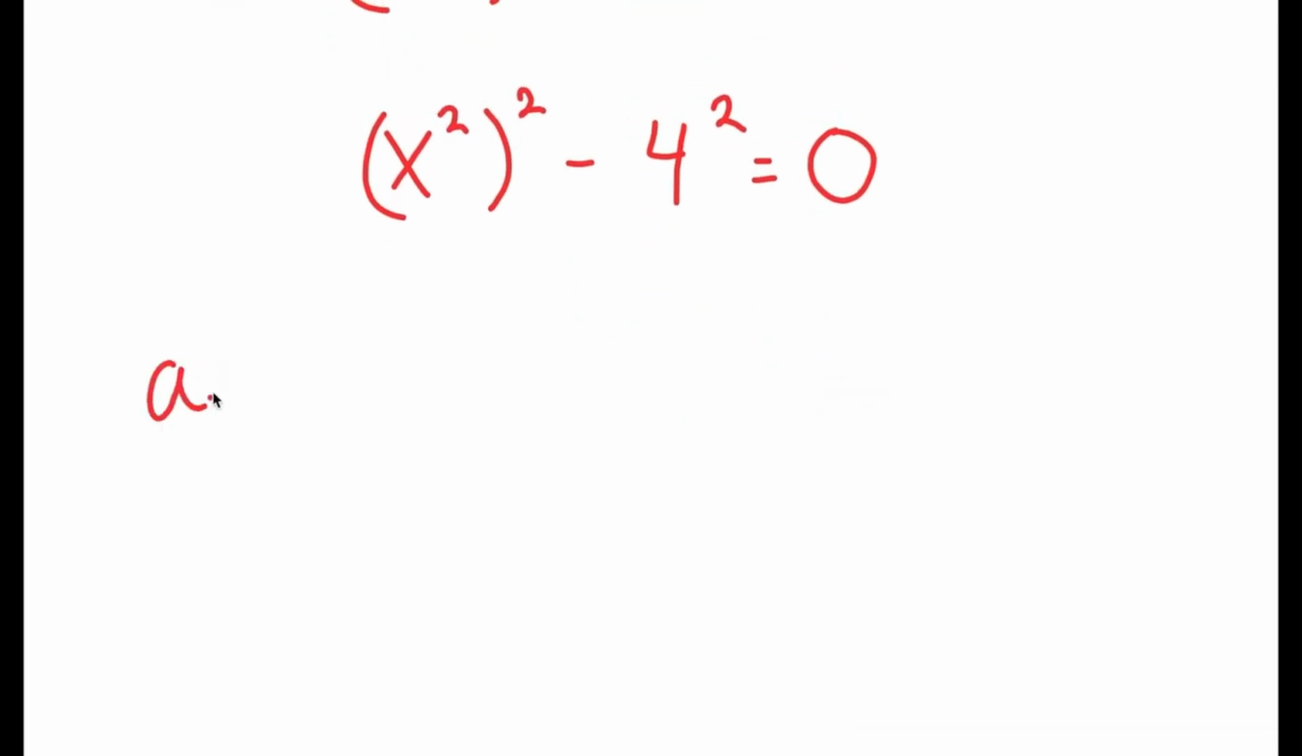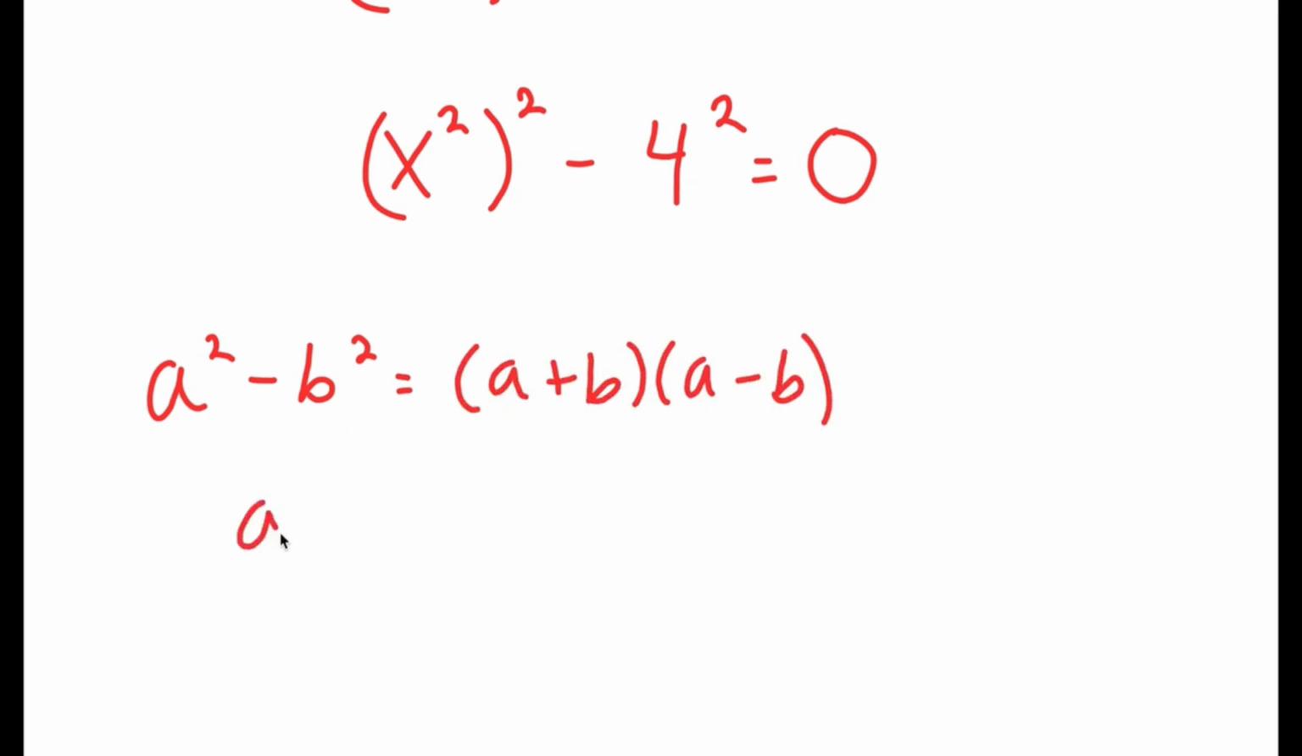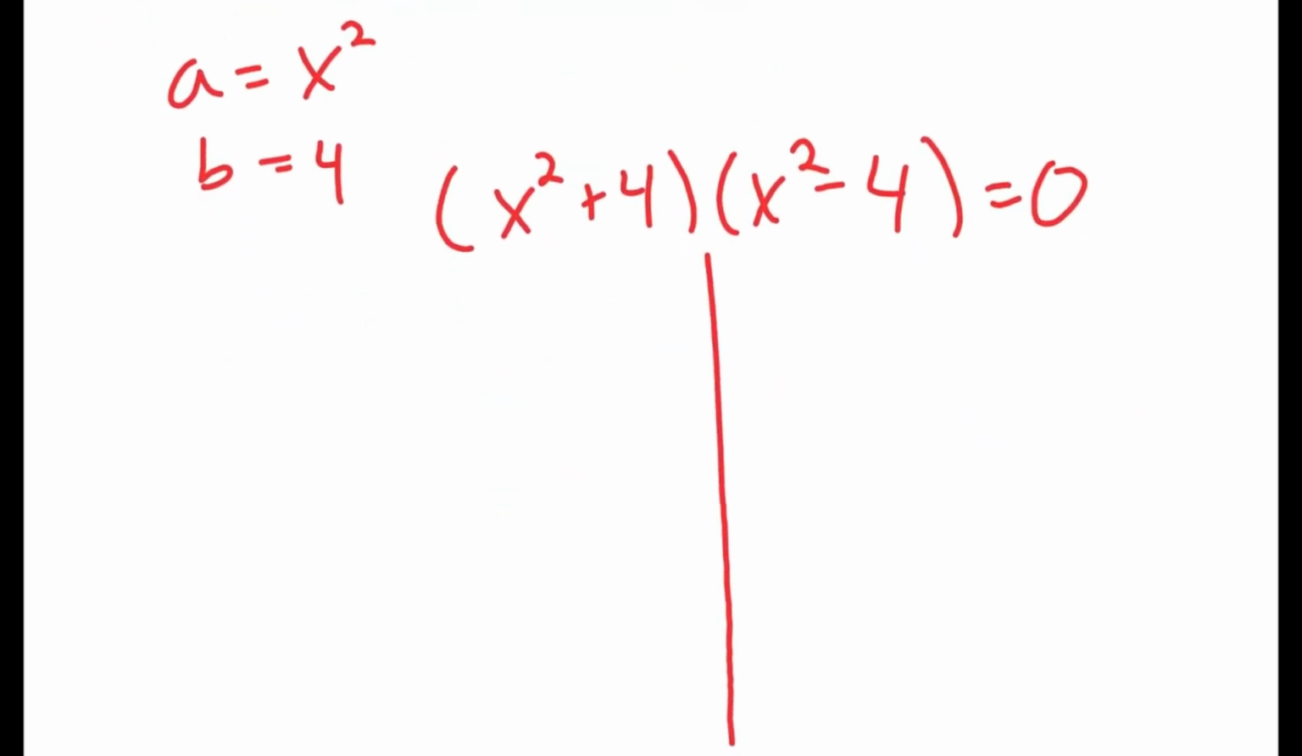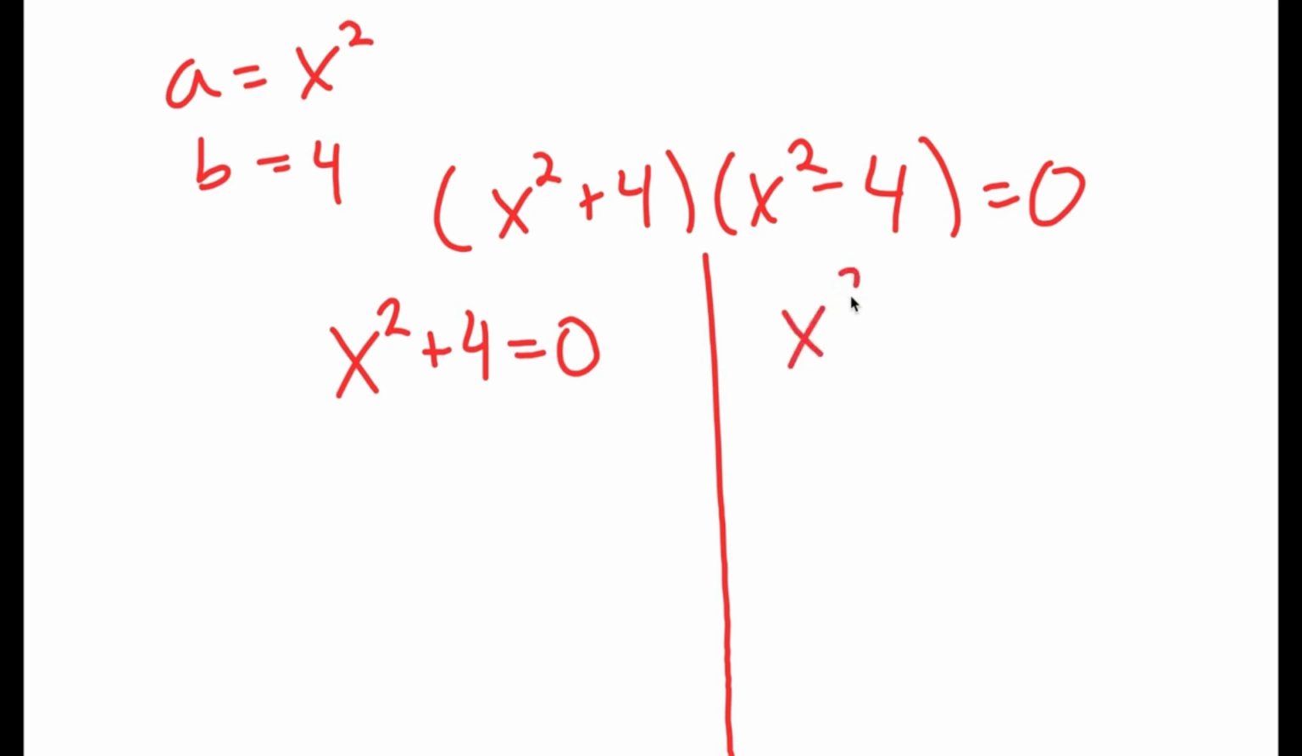And if I have something in the form a squared minus b squared, this is equal to a plus b times a minus b. So in this case, a is x squared and b is 4. So this turns into x squared plus 4 times x squared minus 4 is equal to 0. Now I can divide this into two equations. I have x squared plus 4 is equal to 0, and x squared minus 4 is equal to 0.